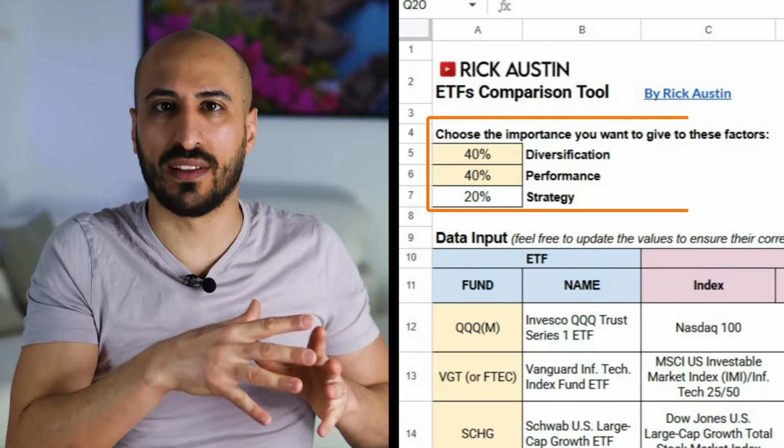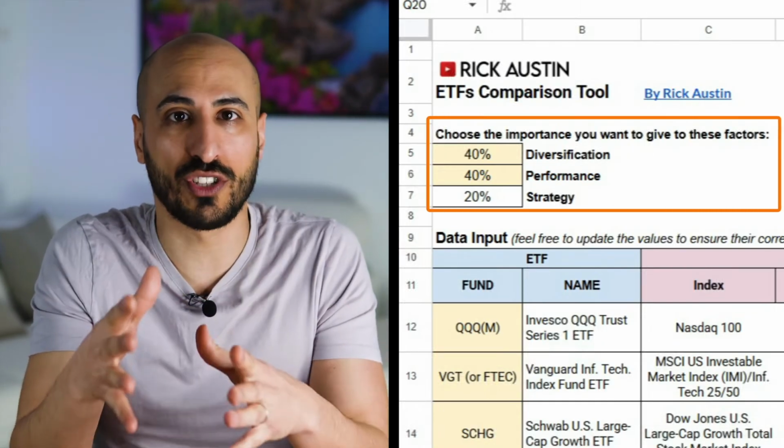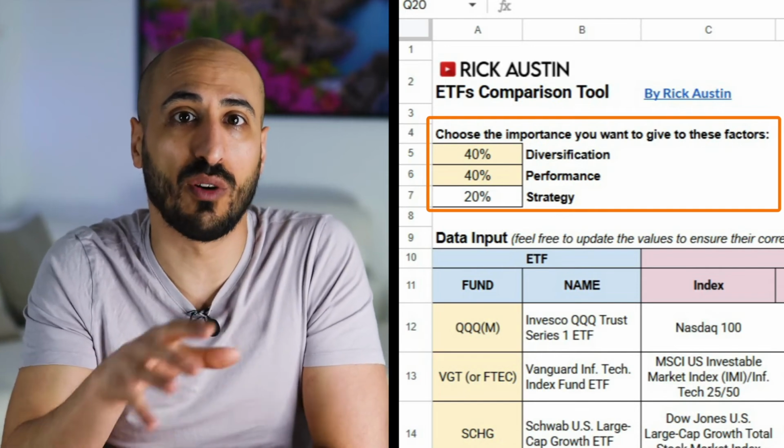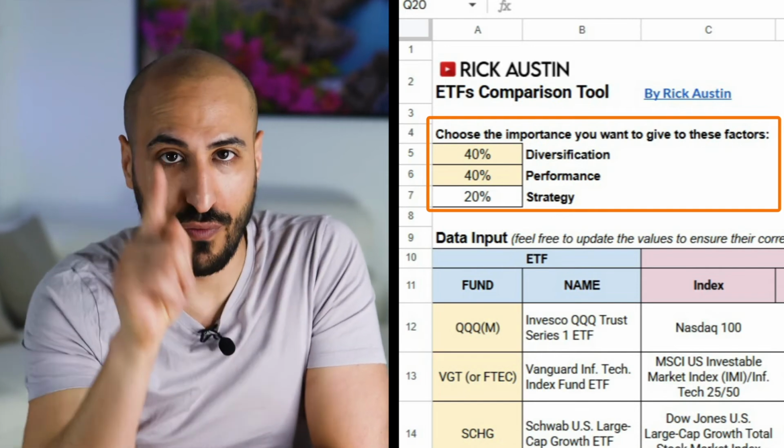By changing the weight or importance that you want to give to strategy, diversification, and performance, you're going to be able to get a weighted result of what ETFs are the best for you. Because the truth is, there is not an absolute truth. The best ETF for you depends on what you're looking for and your risk tolerance.